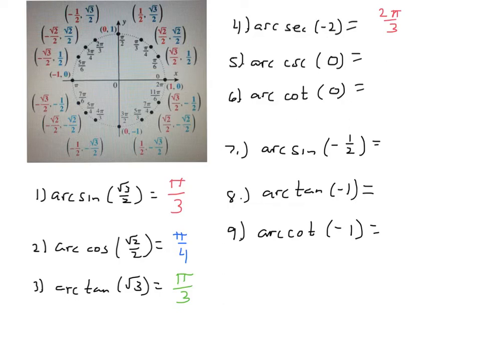Number 5, the arc cosecant of 0. Well, if you remember what we just saw in terms of the definition of those inverse trig functions, and if you don't have that, you can also see on page 366 of your textbook that the range of the inverse cosecant does not include 0. So in this case, the arc cosecant of 0 would be undefined.